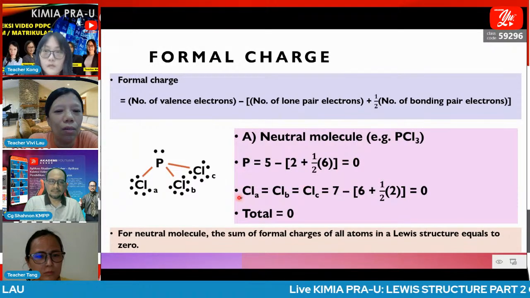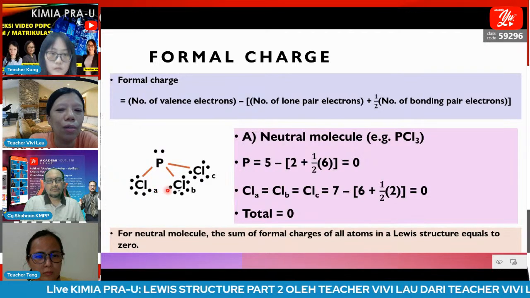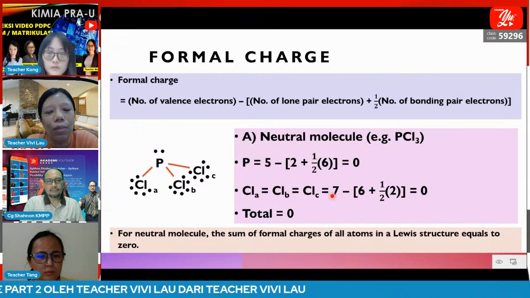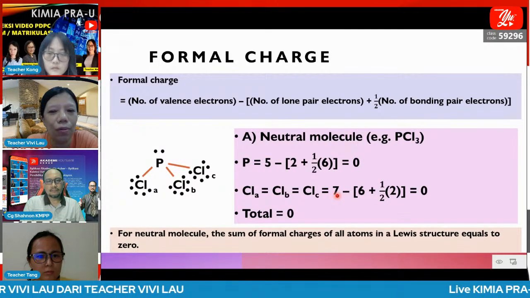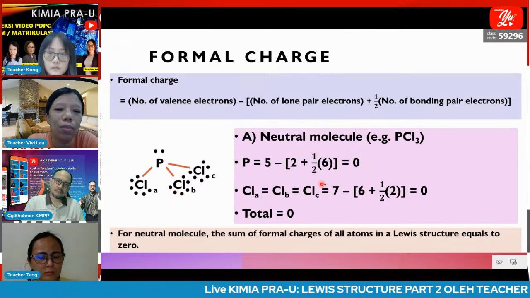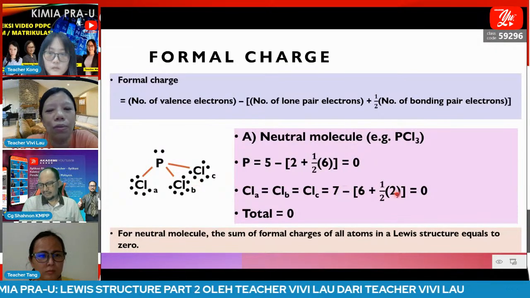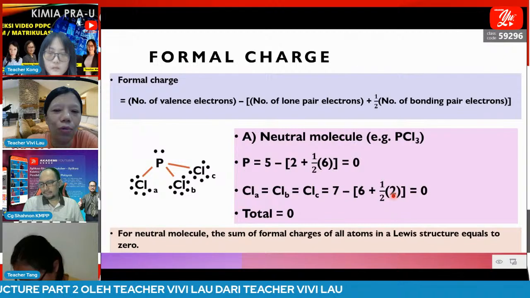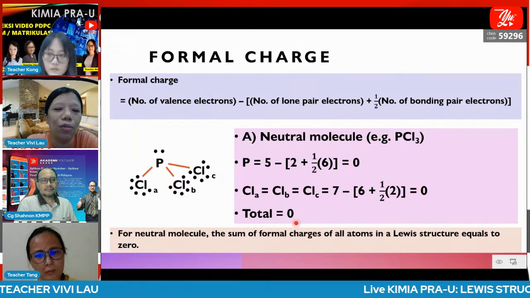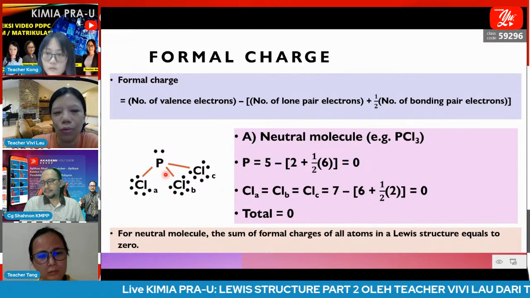Then we have chlorine. We have A, B, C, so we have to count for all 3. All 3 are the same. Chlorine is group 17, so 7 valence electrons. 7 minus, it has 3 lone pairs, so 6 electrons. 6 plus 1 bonding pair, 2 electrons, divide by 2, so you get 1. So 6 plus 1, 7. 7 minus 7, 0. So the total formal charge is 0. So this is a base Lewis structure for PCl3.